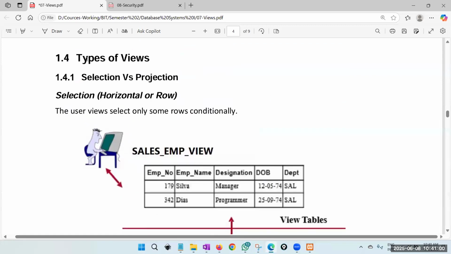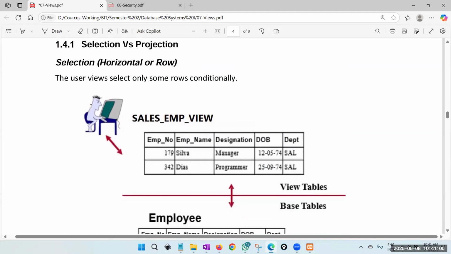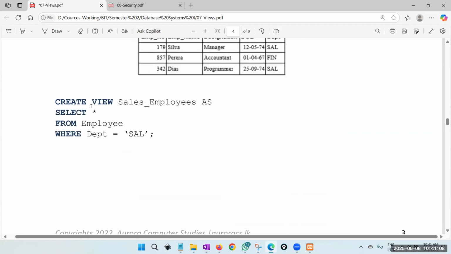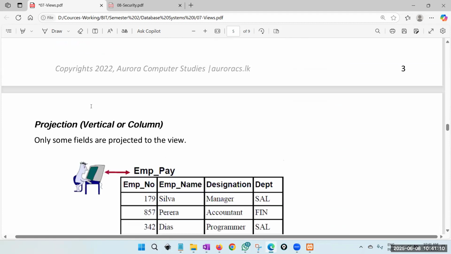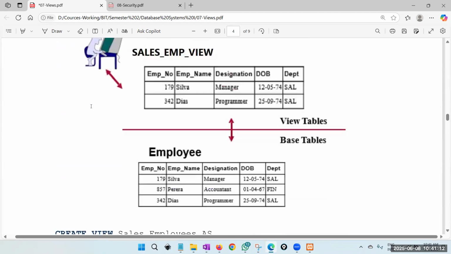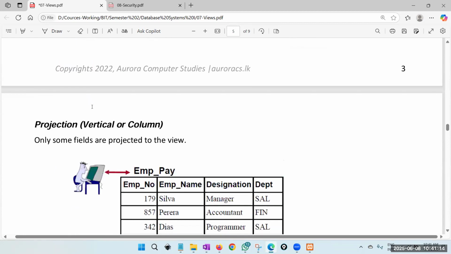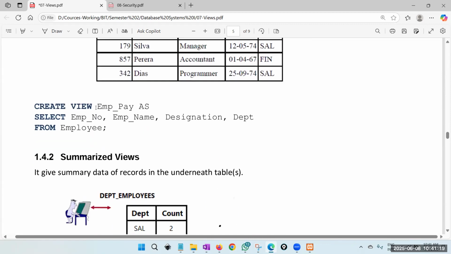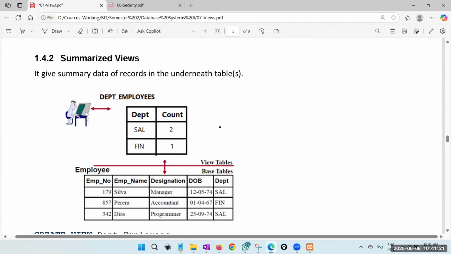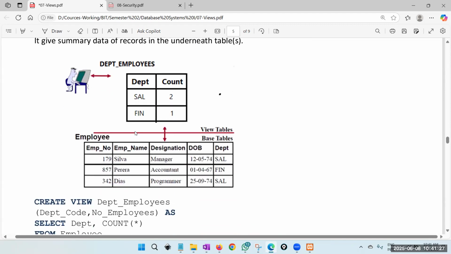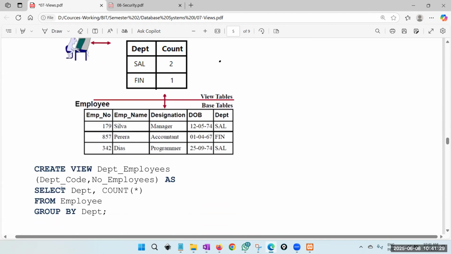So when you create your view, you can select only some rows using the where condition. You can select only some columns, and you can do both. We call them selection views and projection views, and you can also combine tables and create join views. You can also create summarized views. If you use sum or average, then your view is a summary view.